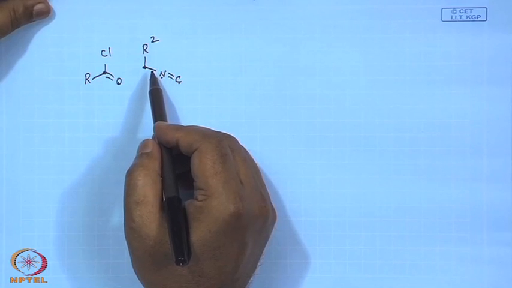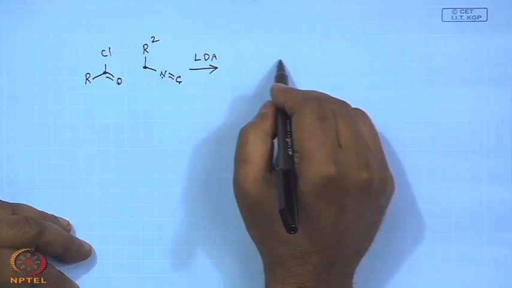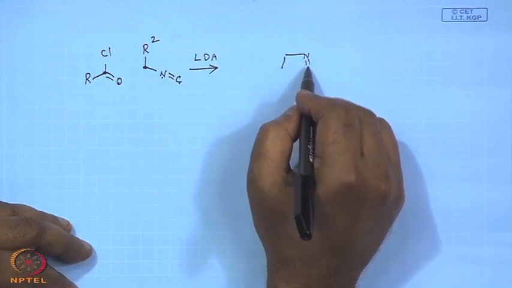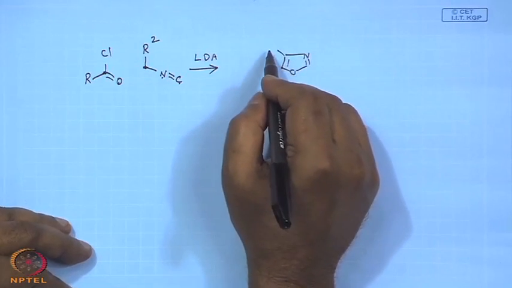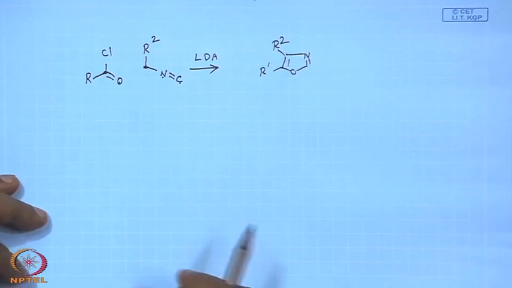The tosmic portion had a leaving group, that is the tosyl group. In this case, the two-atom synthon, the acid chloride, has a leaving group, that is the chloride. That means you have basically interchanged the leaving groups. And obviously, in the previous case it was sodium carbonate or potassium carbonate, but these isocyanates are not as acidic as the tosmic. So, you have to use a stronger base, normally LDA. And as usual, one can go to the corresponding oxazole.